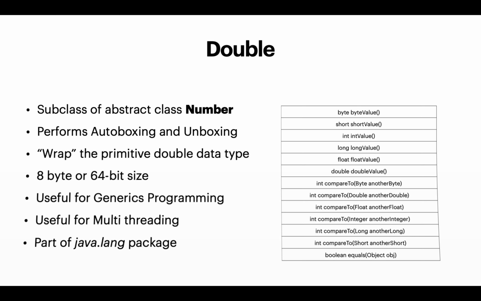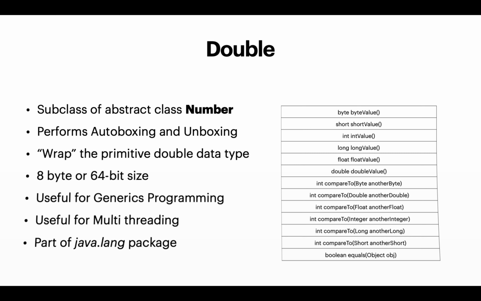If you look at Double, it also belongs to the abstract class Number, and it also does the same autoboxing and unboxing concept since it belongs to the same wrapper class family. Again, it's 8 bytes or 64 bits in size, which is pretty big, and you need to decide between Float and Double. If you want to save memory, you need to use Float instead of Double if you don't think you're going to have such a big number. And again, it's useful for generics programming and multi-threading, and it is also part of the base java.lang package. You don't need to import anything.